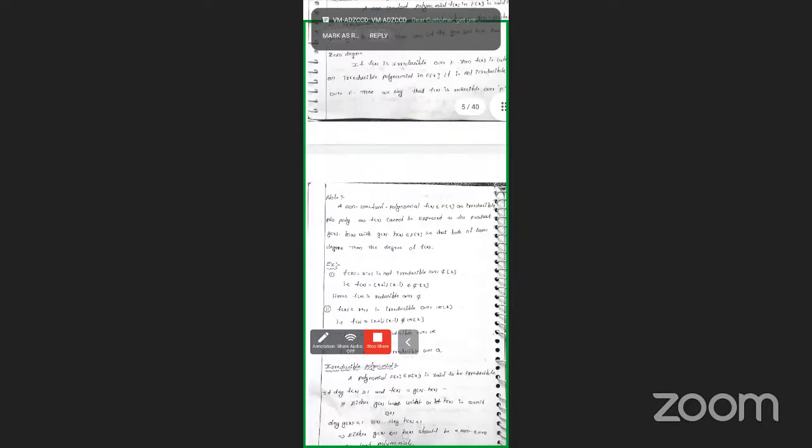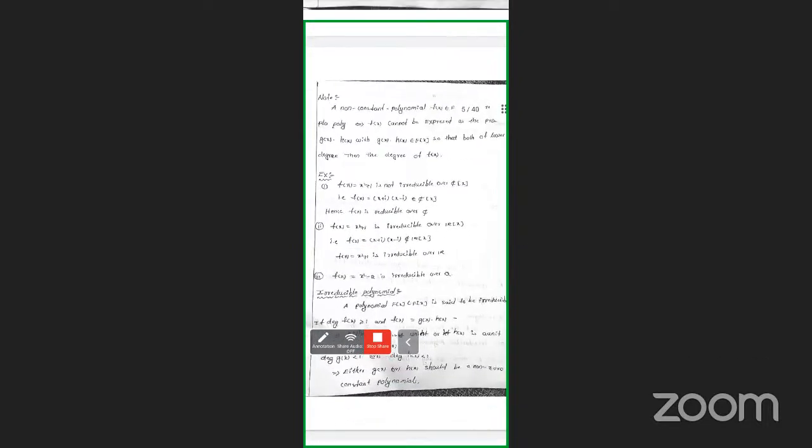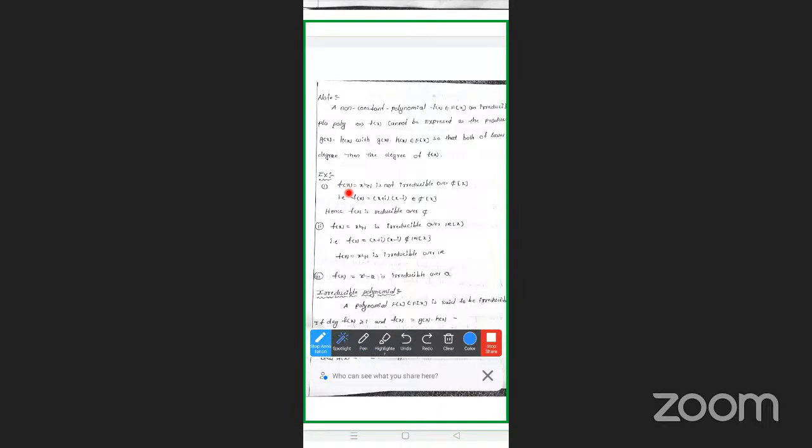So for example, f(x) = x² + 1 is not an irreducible polynomial. An irreducible polynomial is one where f(x) can be written as g(x) times h(x), and in these two polynomials, at least one of them is a constant polynomial, that is, a 0th degree polynomial.